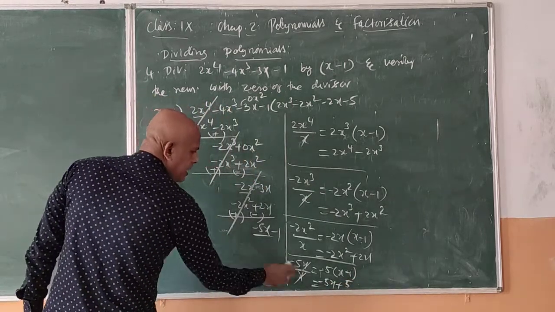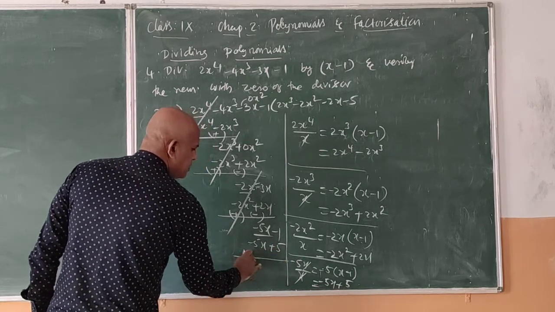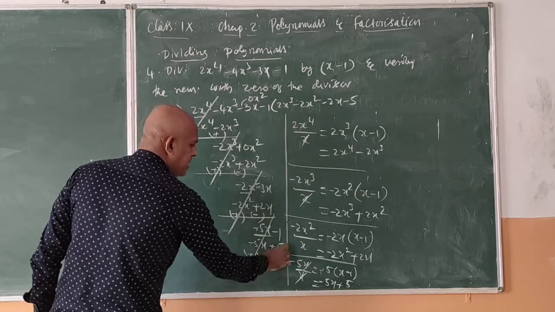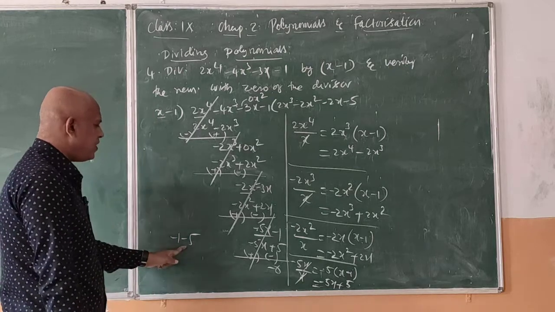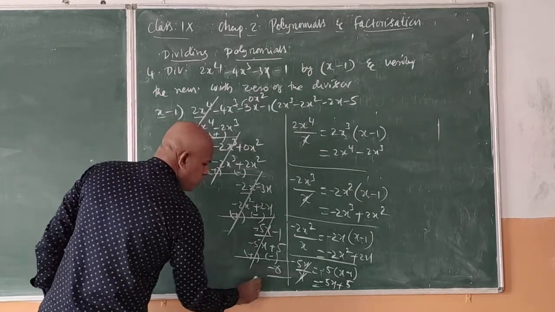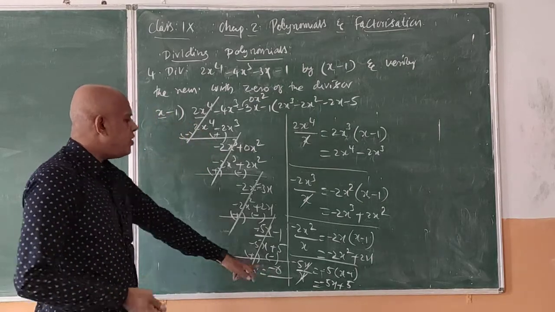So now what do you get here? Minus 5x plus 5. So minus means plus, plus means minus. Minus 5x plus 5x gets cancelled. Minus 1 minus 5, minus 6. Both are minus, we have to add 6, and both are minus sign, so minus 6 here. This is what the remainder is, equal to minus 6. So here we got remainder minus 6.